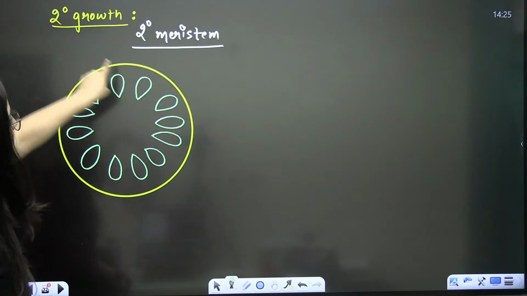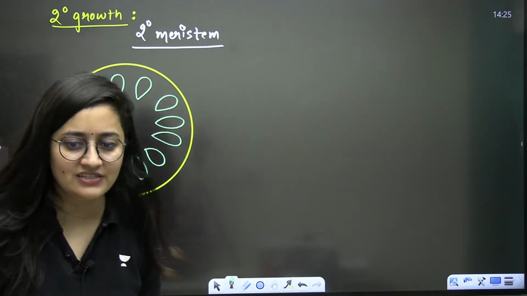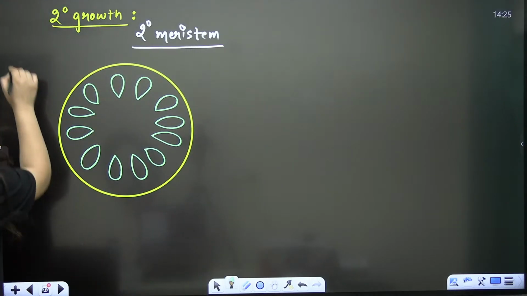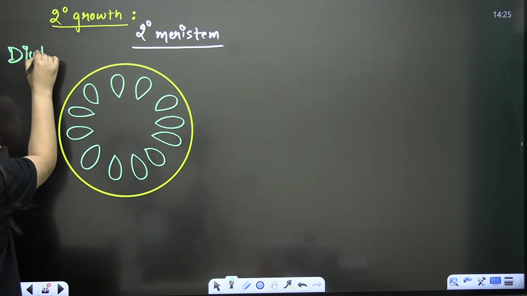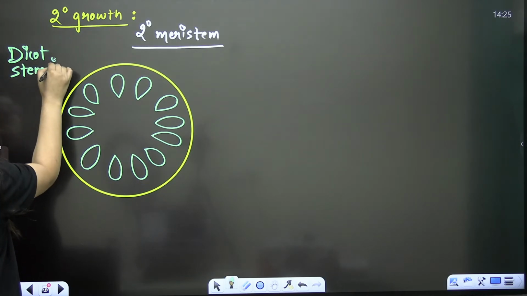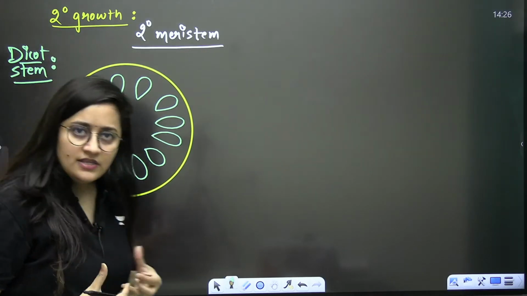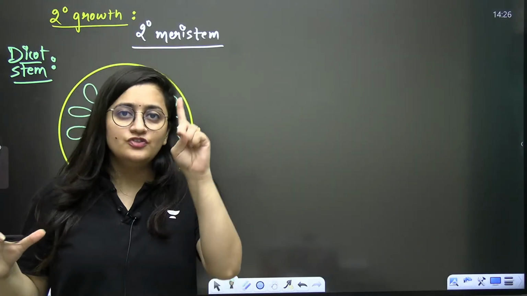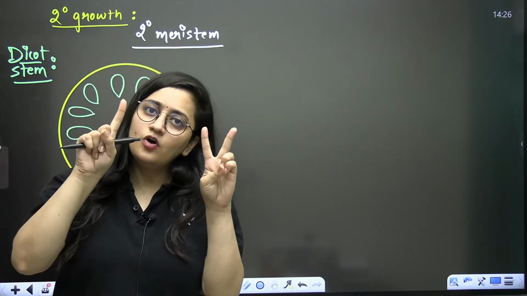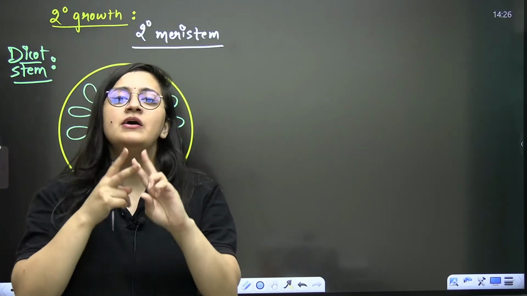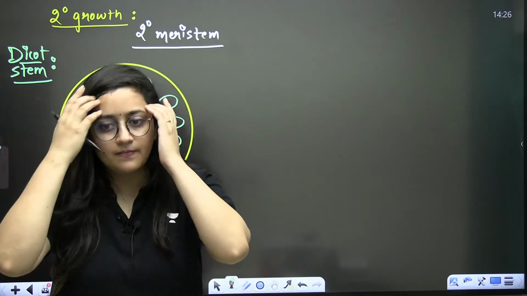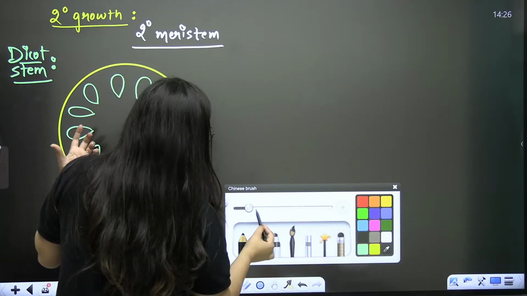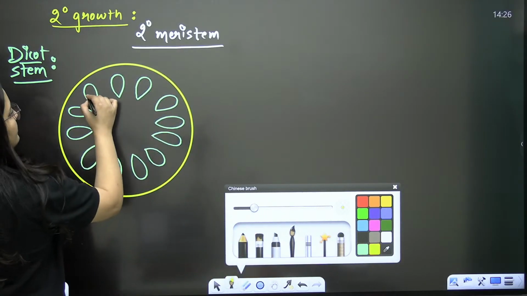Now you know that in the case of dicot stem, we just discussed the section of the dicot stem, so I hope you remember. This secondary growth occurs in the dicot stem. Even in the dicot root, secondary growth is possible, and even in gymnosperms. So gymnosperm root and stem, dicot root and dicot stem show secondary growth. Here you can see that in the dicot stem, the vascular bundles are present in the form of a ring.